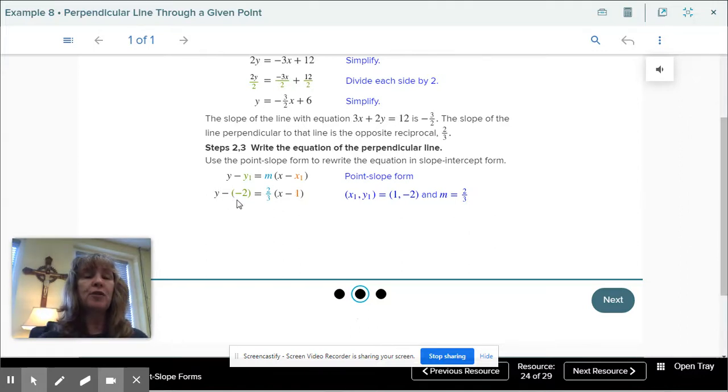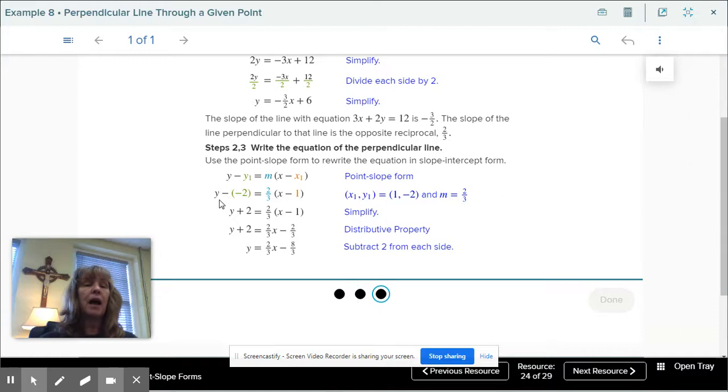Your y minus y1 is -2 equals 2/3, here's your perpendicular slope, times x minus x1, where x1 is 1. So the point is 1 and -2, and your slope is 2/3. We've identified that, and now you just do algebra. Simplify the double negatives: y plus 2 equals 2/3 x minus 1. Distribute: y plus 2 equals 2/3 x minus 2/3, because -1 times 2/3 is -2/3.